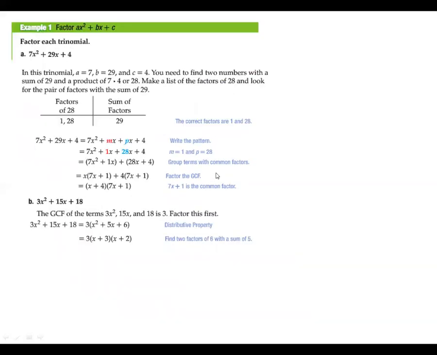Okie doke. All right, here's one for us to try. If I factor 7x squared plus 29x plus 4, you multiply the a and c.